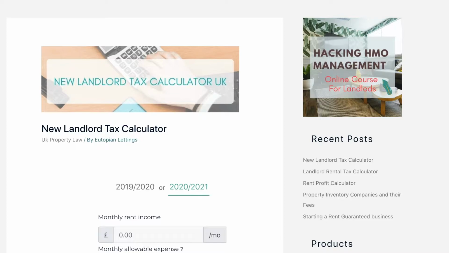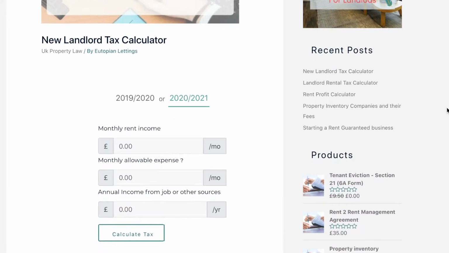So let's go over a few things you need to take into consideration and be aware of when calculating your taxes. As you can see here, there's the monthly rental income, monthly allowable expenses, and the annual income from your job. And I'm going to explain to you how that matters.